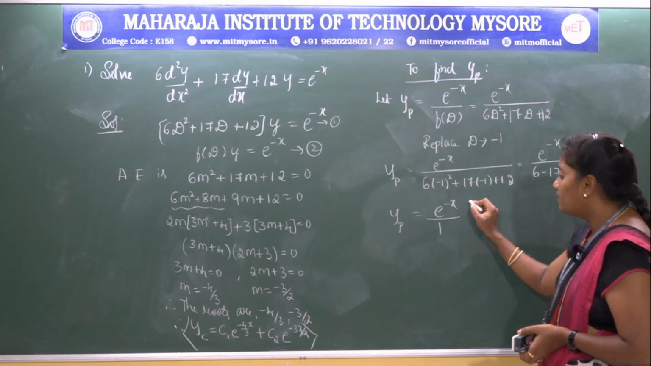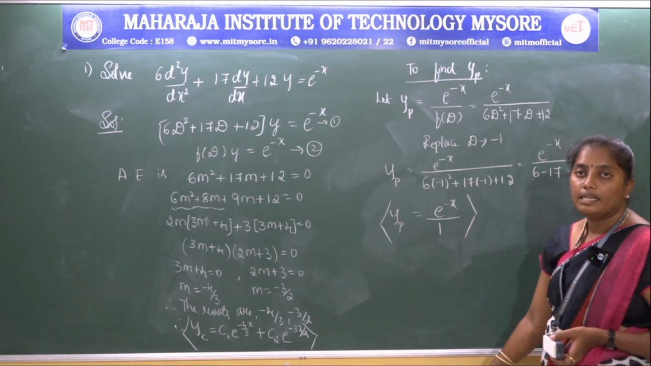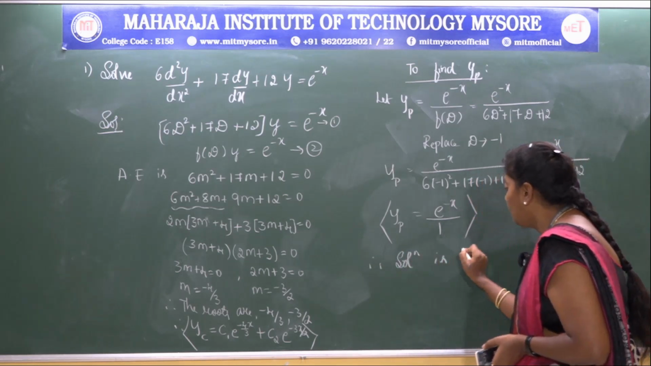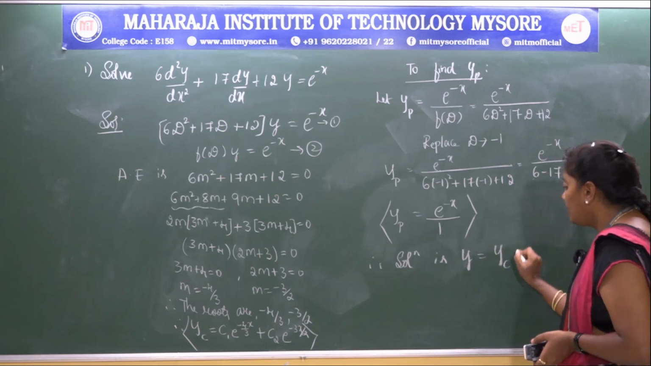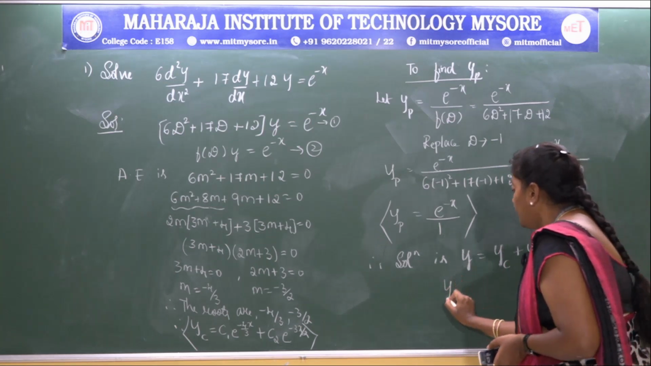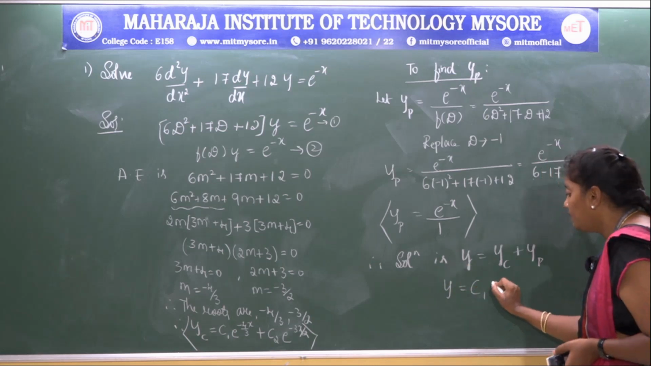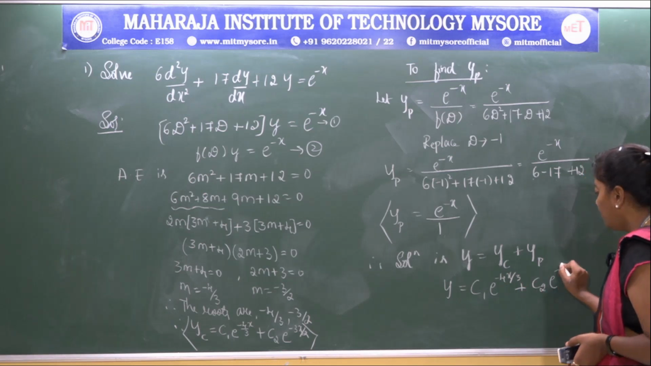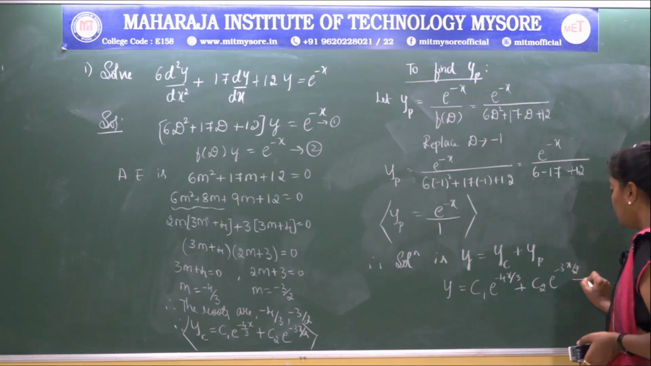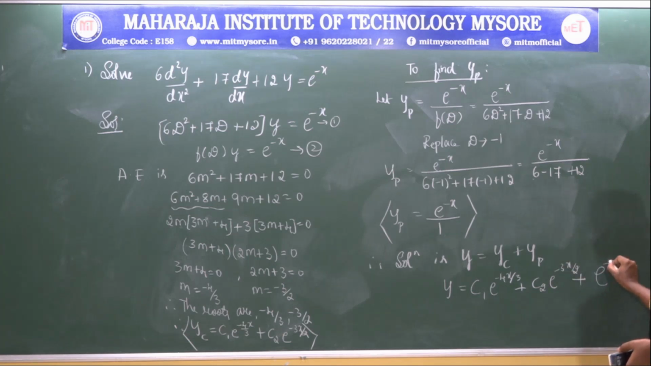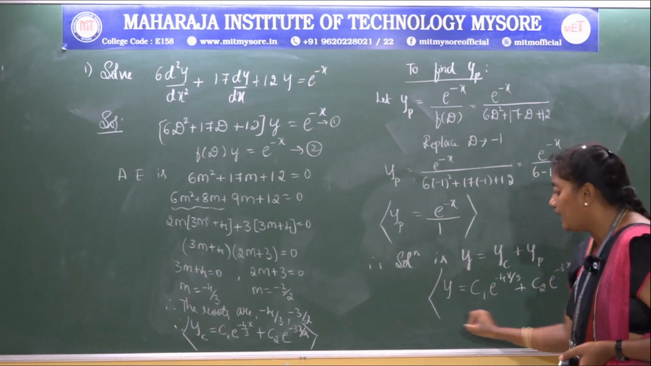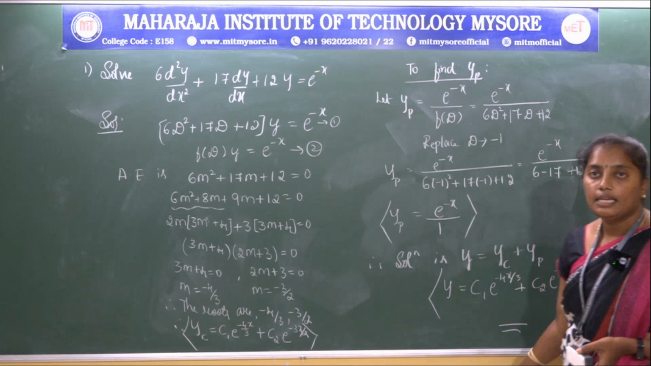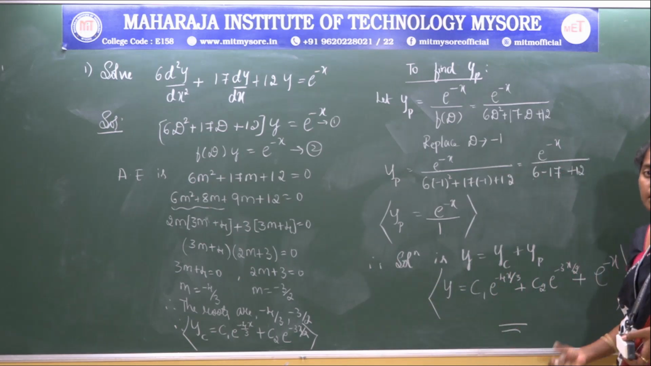But since this is not equal to 0, this is the solution of the particular integral. Therefore, the solution is y equals yc plus yp. Y is equal to, what is yc? c1 e to the power of minus 4x by 3 plus c2 e to the power of minus 3x by 2 plus yp, whose value is e to the power of minus x. This is the complete solution of the given differential equation, complementary function plus particular integral.